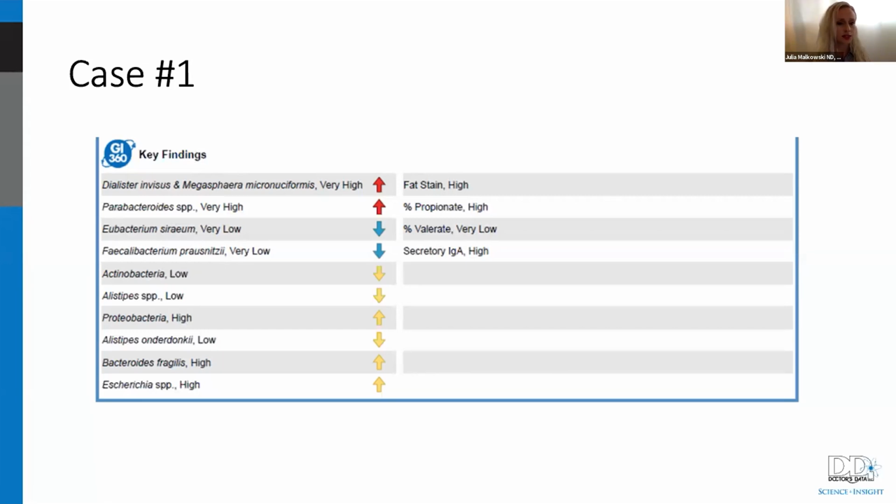The next thing we see here is the Eubacterium siraeum is very low, and the next thing we see is the Faecalibacterium prausnitzii is very low. That bacteria is a key one in the gut. It is very healthy within the gut. It has anti-inflammatory effects. It is very healthy for the mucosal barrier, and it's also a strong butyrate producer.